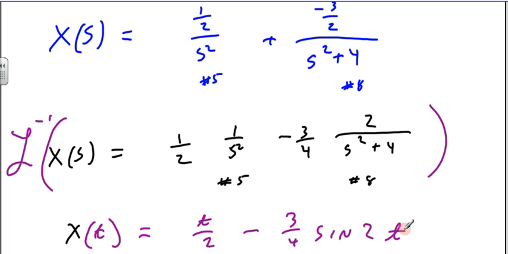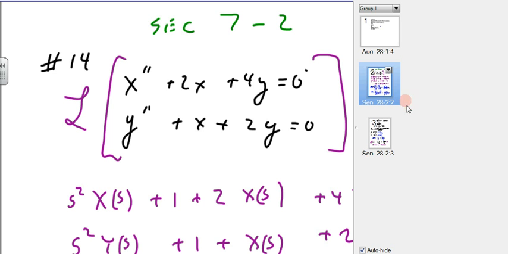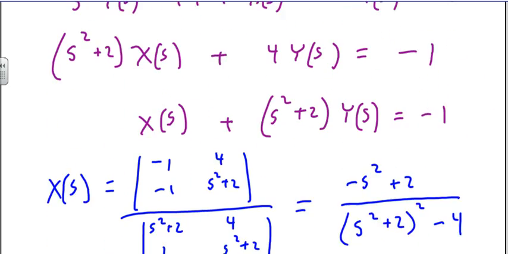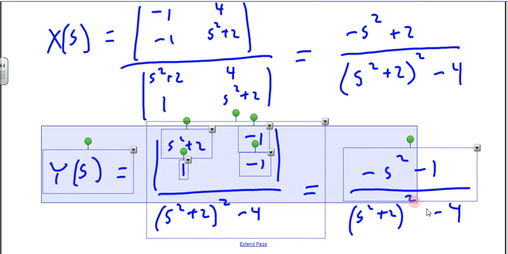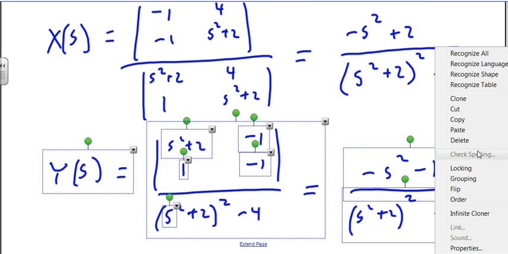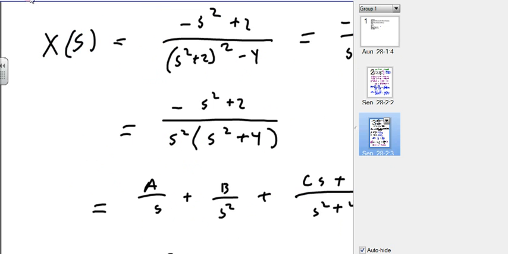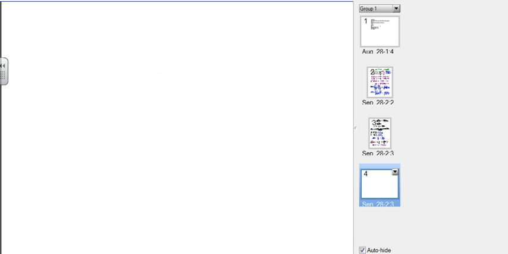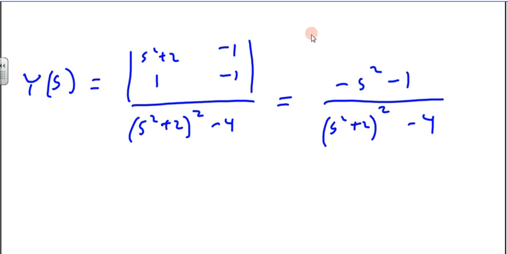Now we still have to find y of t. Okay, so we'll go back and find where our y is. That's not there, so go up to here and find where y is hiding out. There is my y. So we'll grab the y, copy, and put it in the next place and say paste.